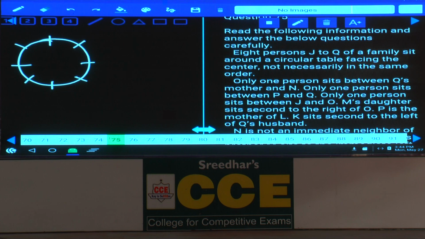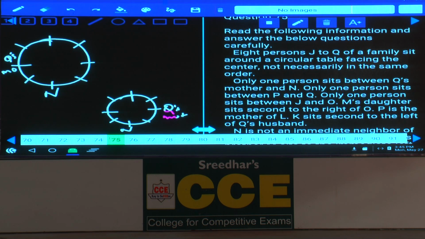Now Q's mother and N, as these persons are facing towards the center, we need to fix one person, N. As N is here, where should Q's mother be? Q's mother can be either on the left hand side or the right hand side. How many possibilities do we have? We have 2 possibilities. In one possibility, Q's mother is here. And in the next possibility, on the right hand side, 1, 2, 3, 4, 5, 6, 7, 8, if N is here, then Q's mother is here. Done? Q's mother and N, and only one person sits between them.